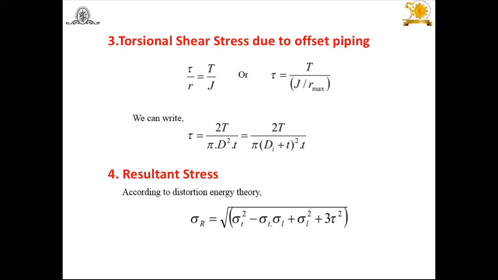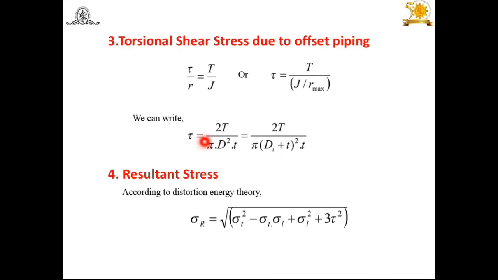Then third case, some of the pipes are offset, they are not collinear with the axis of the pressure vessel, and because of this offsetting, torsional shear stresses are induced, which in general expression is tau by R equal to T by J, where tau is the torsional shear stress. Substituting the values, tau is equal to 2T upon pi d square into t, where d is di plus t. By using this equation we can find out the torsional shear stress due to offset piping.